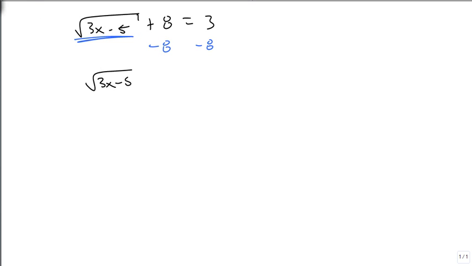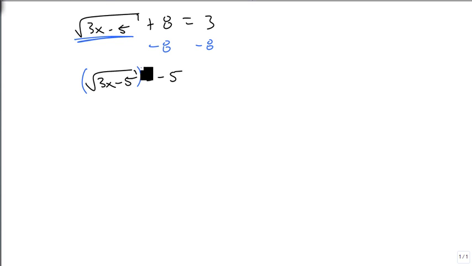So now you're probably wondering, why is it that we have to check our answers? Well, let's look at the following problem. Suppose we have the square root of 3x minus 5 plus 8 equals 3. Okay? We want to get the radical by itself first, so we subtract 8 from both sides. We get the square root of 3x minus 5 equals minus 5.